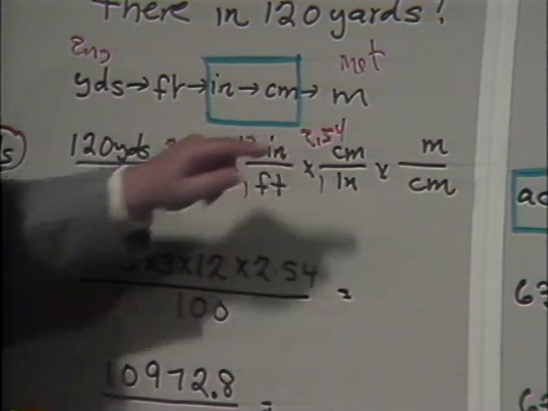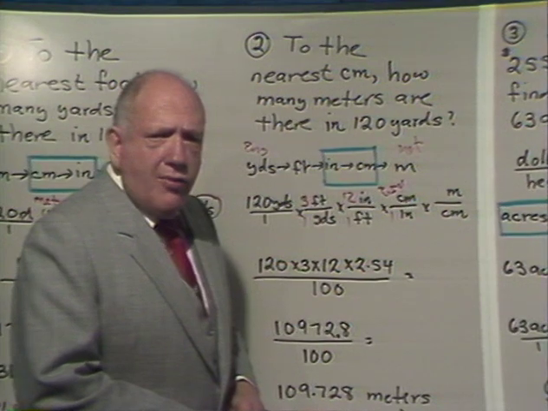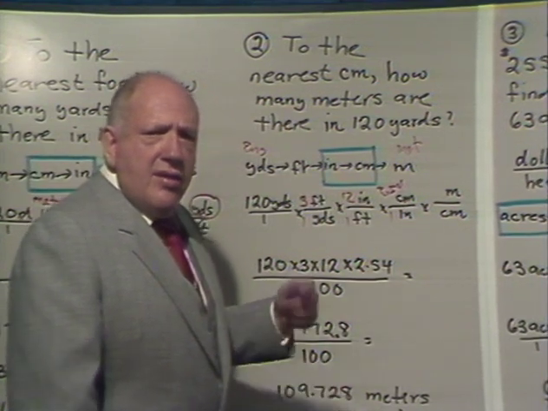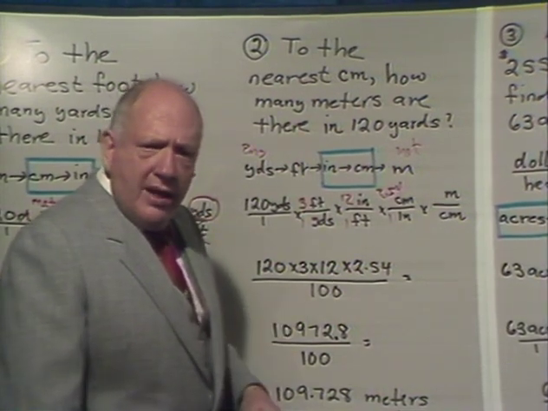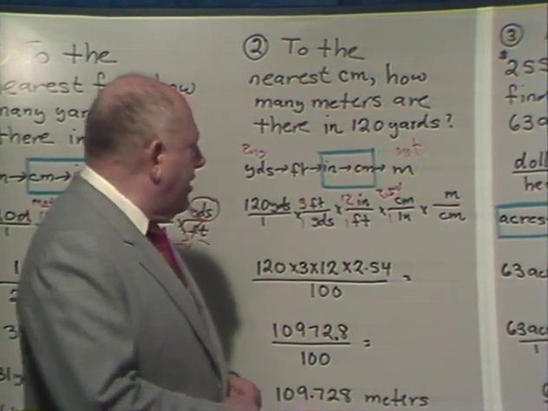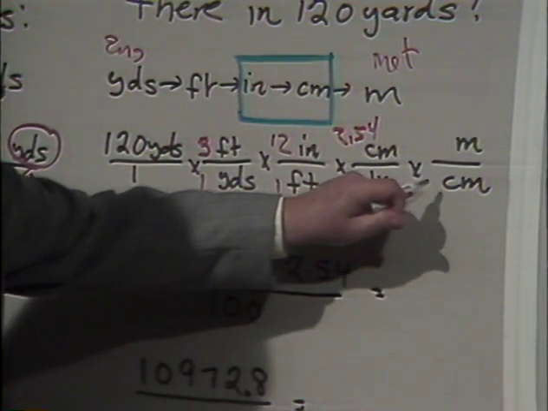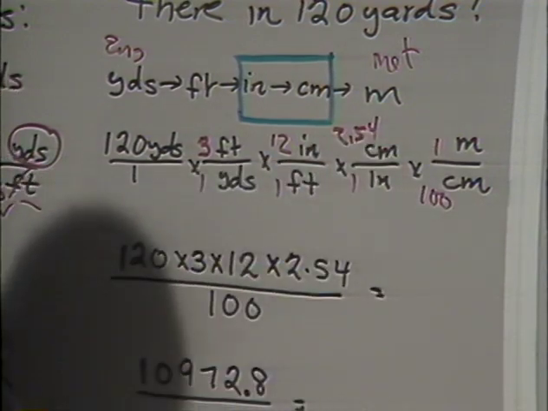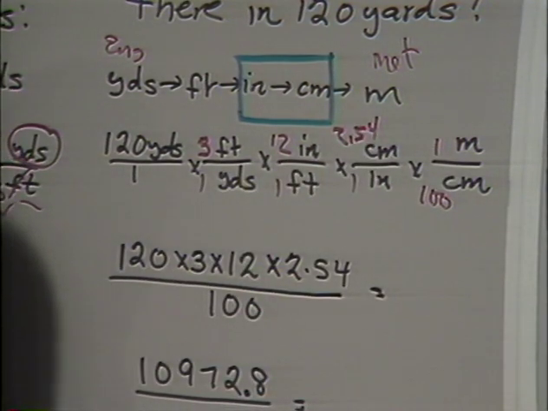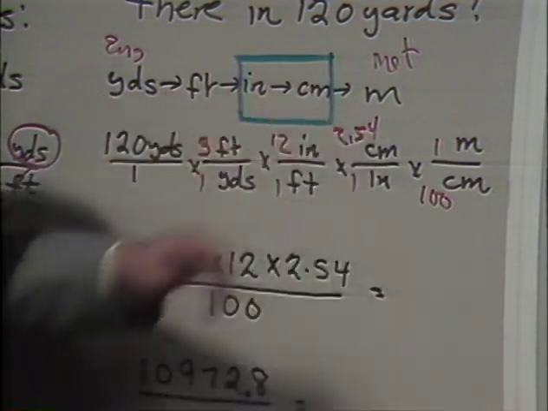You see, for example, the 2.54 goes wherever the centimeters are. Centimeters is in the numerator, so the 2.54 goes in the numerator. If centimeters were in the denominator, the 2.54 would go into the denominator. Now what do I have over here? Centimeters to meters is like cents to dollars. 100 centimeters equals 1 meter, just like 100 cents equals $1. Now I've got all the nouns in place.